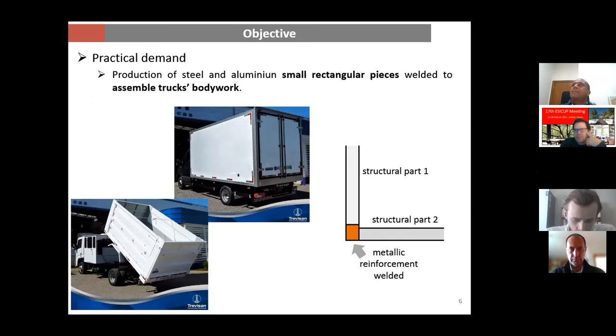The practical demand of this research is related to industry that weld assembled truck bodyworks, in which structural parts are linked, and a metallic reinforcement weld, which is a small rectangular piece, is used to reinforce this weld. Because of this, they produce a lot of these small rectangular pieces. And it's necessary to use a solution in order to reduce the raw material used and also the machine torch movement, to reduce the time necessary to operate to cut these rectangles and to improve the effectiveness of the industry.